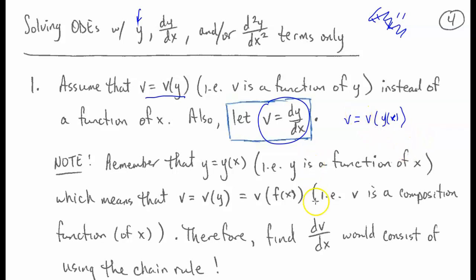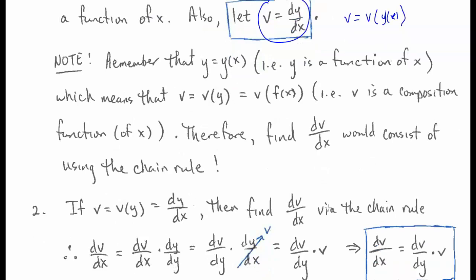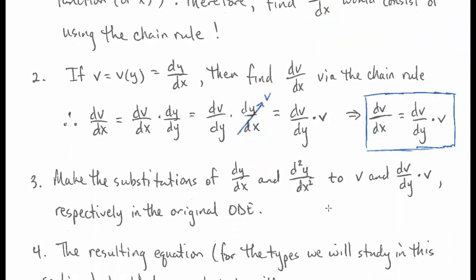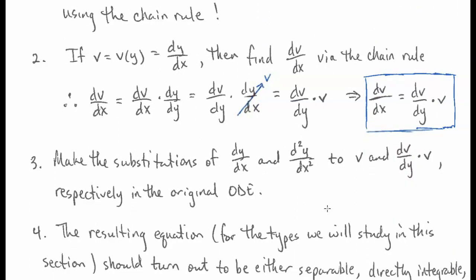This note that I have here is just trying to illuminate that fact. So when we make this substitution, we say that v is going to be a function of y, and we said that v is going to be dy over dx. One thing I want to note is that whenever we are using this particular strategy, it's really important to leave your derivatives in the Leibniz notation instead of the prime notation, because it gets a little confusing if you try to write everything in prime notation.